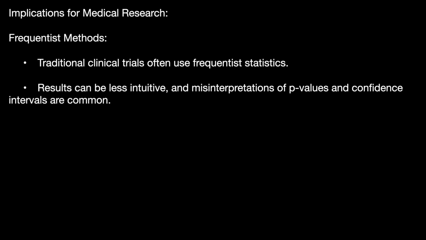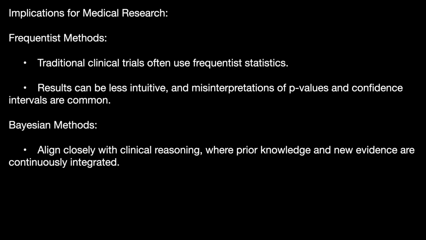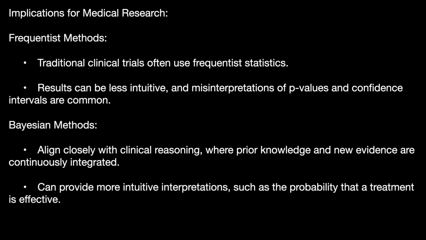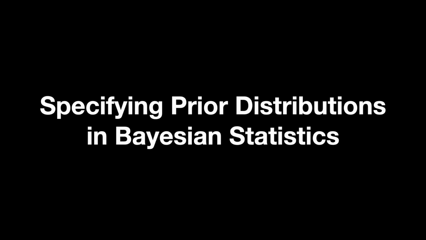The implications for medical research. In the frequentist approach, traditional clinical trials often use this approach. Results may be less intuitive, and misinterpretation of p-values and confidence intervals is very common among clinicians. The Bayesian method aligns more closely with our clinical understanding. We don't really understand p-values and confidence intervals, but we do understand the probability that this patient is going to die. That is common to us and it can provide more intuitive interpretation, such as the probability that a treatment is going to work. It is increasingly feasible with advancement in computational power.